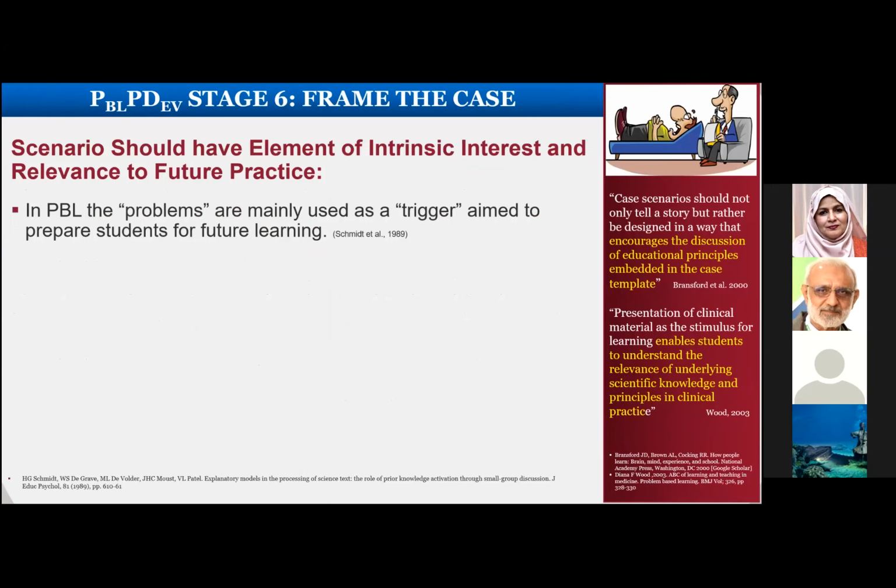In PBL, the problems are mainly used as a trigger, which is aimed to prepare students for future learning. Usually in one PBL case, you have 3 to 4, maximum 5 triggers. If you are having a 3-session PBL, you can have up to 5. But if you are having a 2-session PBL, that means all the triggers will be revealed to the students in one sitting. So 3 to 4 is the maximum. You cannot have more than that.